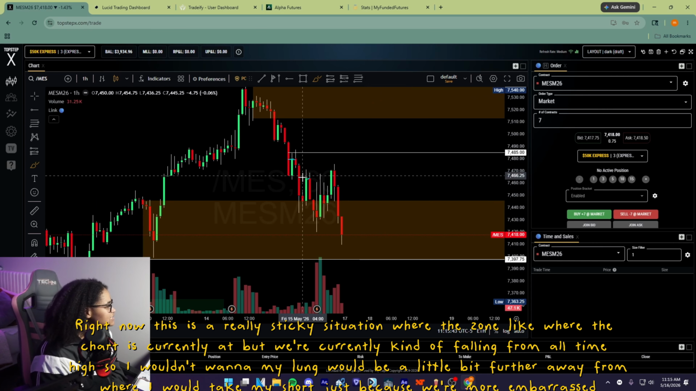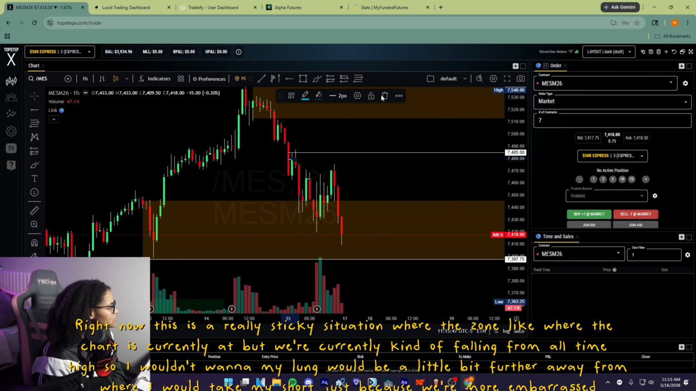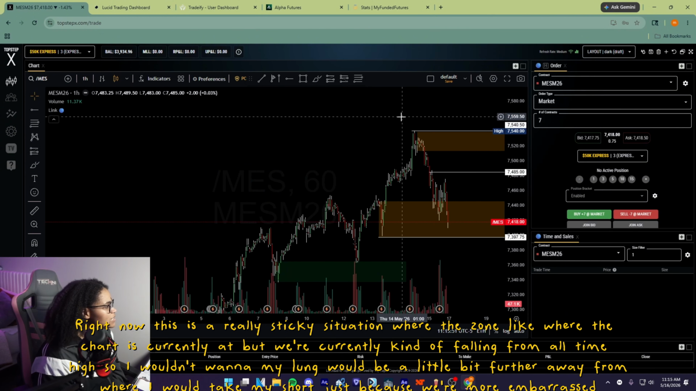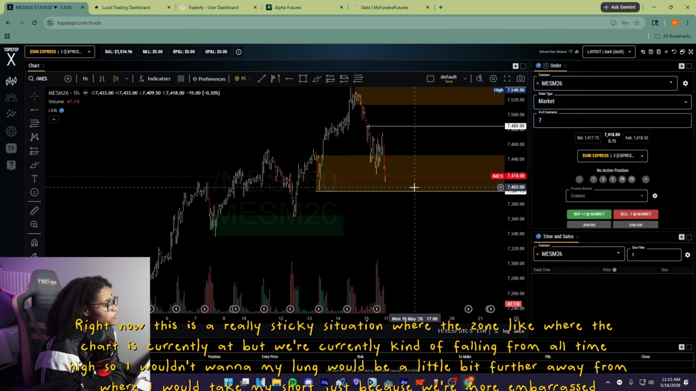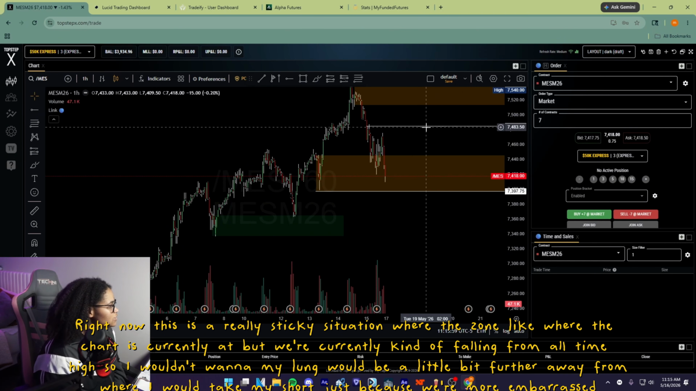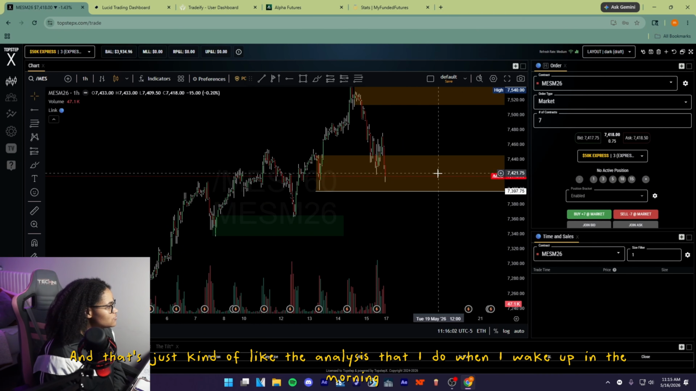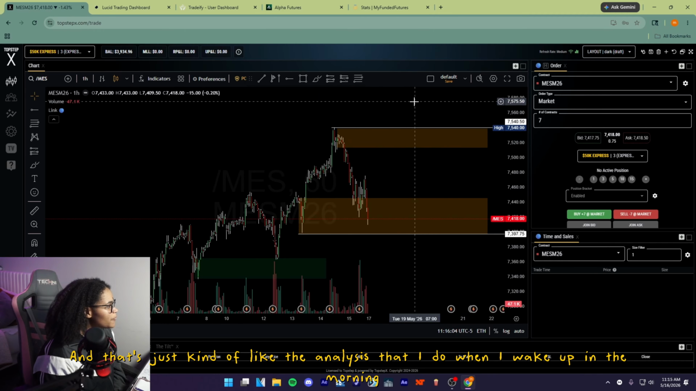This is a really sticky situation where the chart is currently at. We're currently kind of falling from all-time highs. So my long would be a little bit further away from where I would take my short, just because we're more in bearish territory. And that's just kind of the analysis that I do when I wake up in the morning.